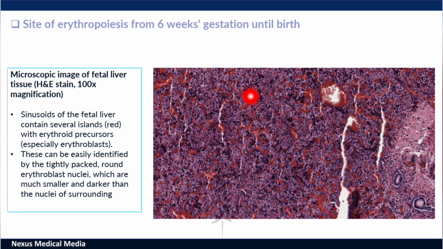Right, so the main important point is that the liver is the site of erythropoiesis from the 6th week till birth. Full stop.